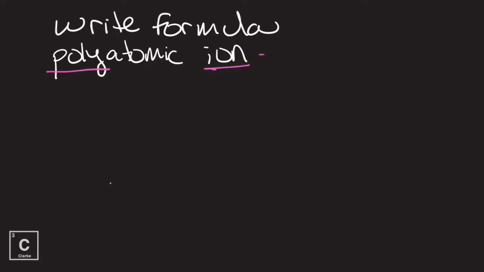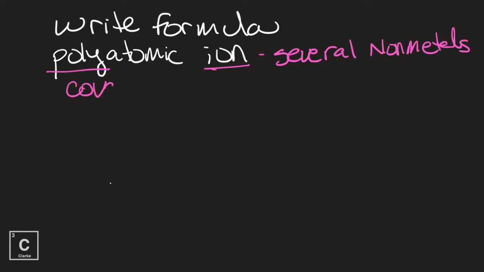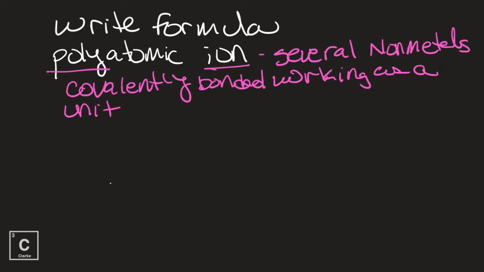A polyatomic ion is several elements, it's actually several nonmetals, so they are covalently bonded, working as a unit, but they have a charge. And since they have a charge, we've got to call them an ion. And since they have a charge and they are an ion, they are going to be a part of ionic compounds. Let me show you a list that I have.